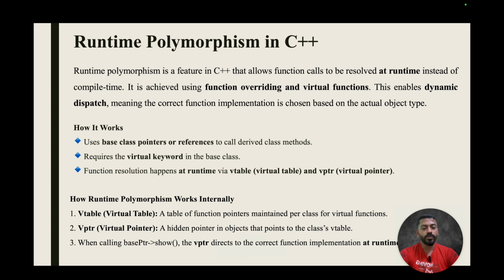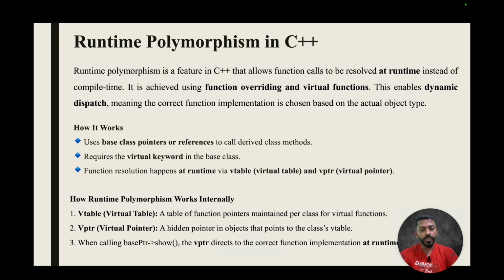So function resolution happens at runtime using the virtual table and the virtual pointer. How does runtime polymorphism work internally? There are two things I already mentioned. The first one is the virtual table. A table can maintain all kinds of objects and their respective operations. So it is a table of function pointers maintained per class for the virtual functions.